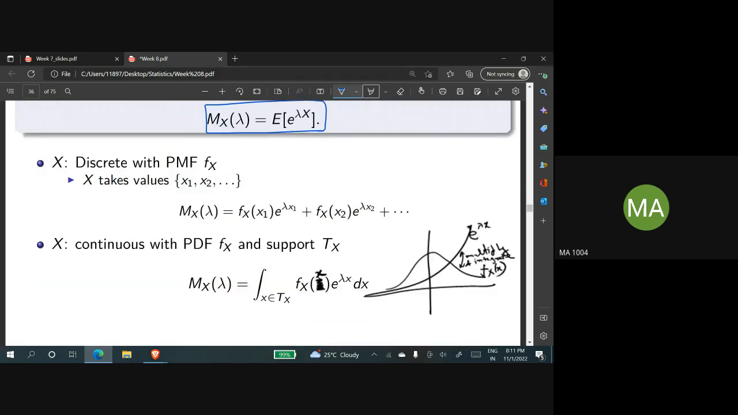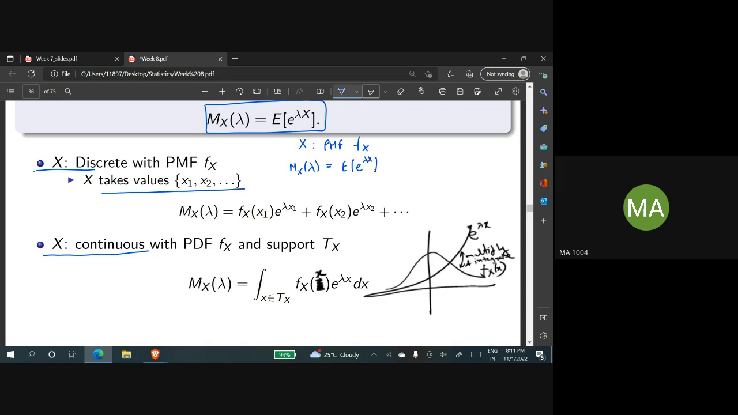So we have two cases here again. What happens when x is a discrete random variable, and what happens if x is a continuous random variable? When you have a discrete random variable, you will have the distribution, which we call the probability mass function. So let's note this: x is a discrete random variable and it has a PMF fx of x, taking the values x1, x2 up to xn and so on. What is the definition of mx of lambda? This is the expected value of e to the power lambda x, right?